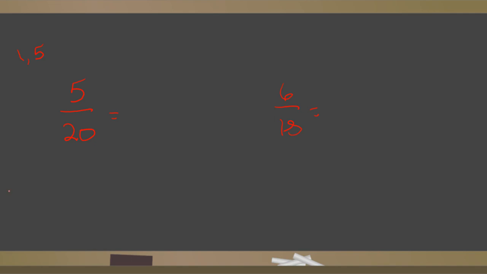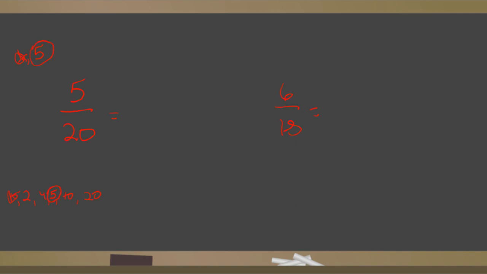So let's do 20. I have 1 and 20. I have 2 and 10. And I have 4 and 5. Now, I have 1, 2, 4, 5, 10, 20 for 20. I have 1 and 5 for 5. I am looking for the biggest number that is not 1 for both of these. Looks like I have 5 and 5.